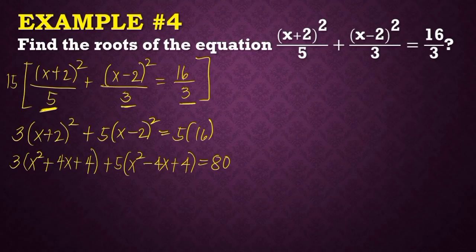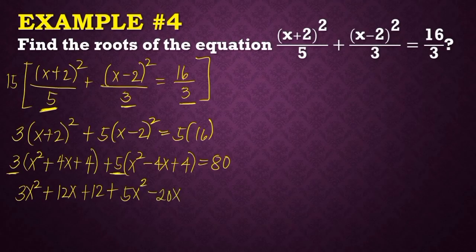Next, distribute natin yung 3 dun sa trinomial na nasa loob ng parentheses. That will become 3x squared plus 3 times 4x, 12x. 3 times 4, that is 12. Plus yung 5 naman, 5 times x squared, 5x squared. 5 times negative 4x, negative 20x. 5 times 4, that is 20.